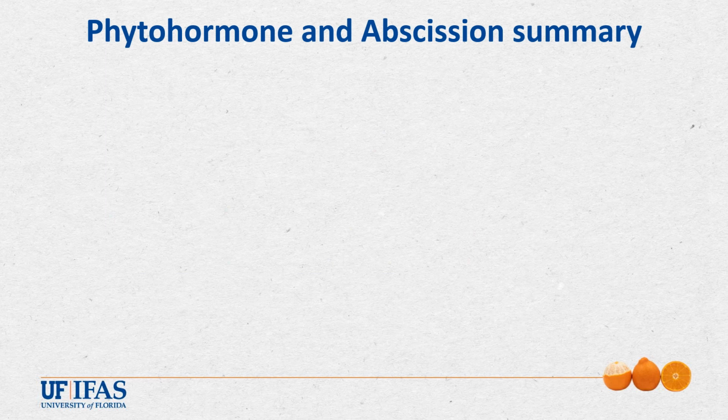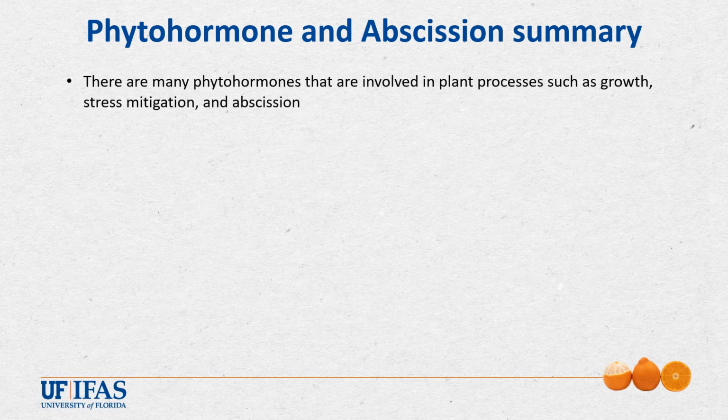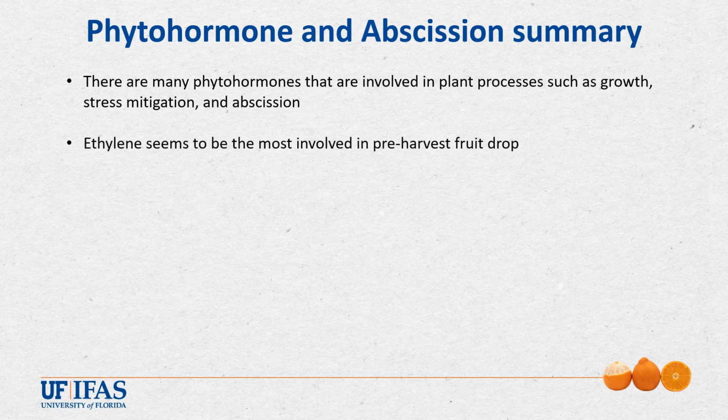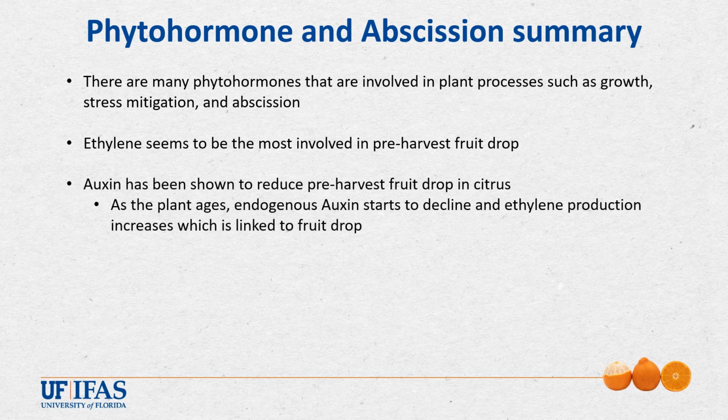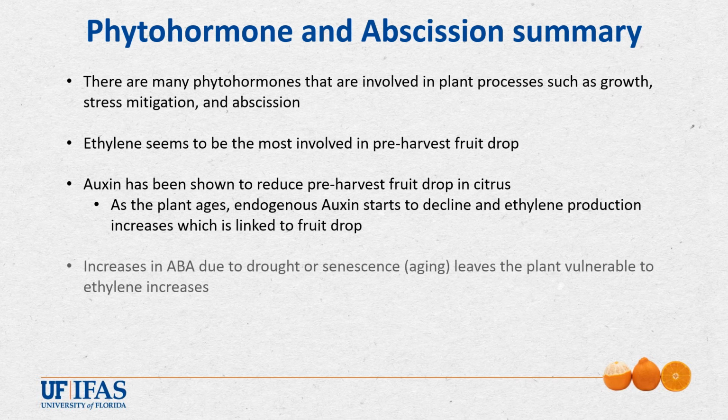Let's do a quick summary. There are many plant hormones that are involved in plant processes such as growth, stress mitigation, and abscission. Ethylene seems to be the most involved in pre-harvest fruit drop according to the literature. Auxin has been shown to reduce pre-harvest fruit drop in citrus. As the plant ages, the endogenous auxin starts to decline and ethylene production increases, which is linked to fruit drop.